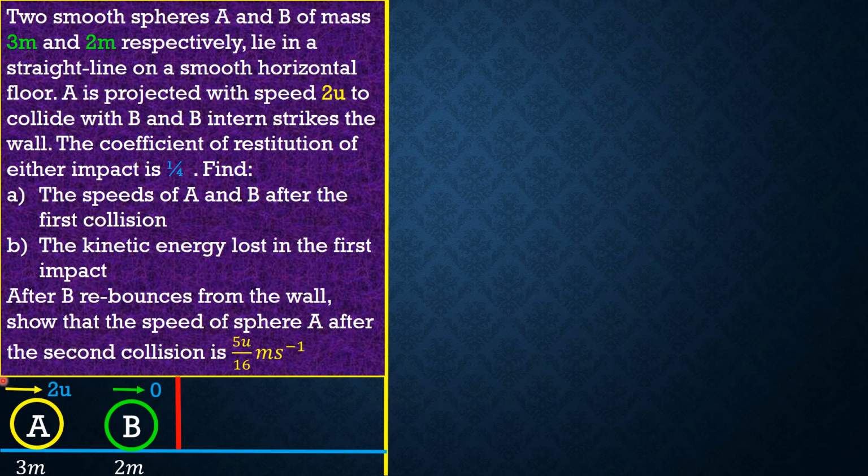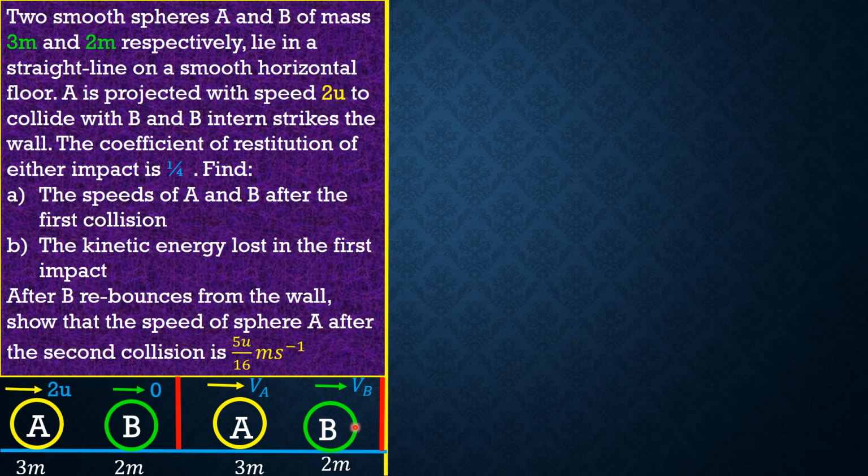After A collides with B, B acquires some velocity, moves in the same direction, hits the wall, then in turn comes backward. So after collision, we expect to see our sphere A of this form. It has a mass again of 3m, and it acquires some new velocity which we call VA. Then we have our sphere B, which still has a mass of 2m, and after collision acquires another velocity which we call VB. This is our vertical wall.